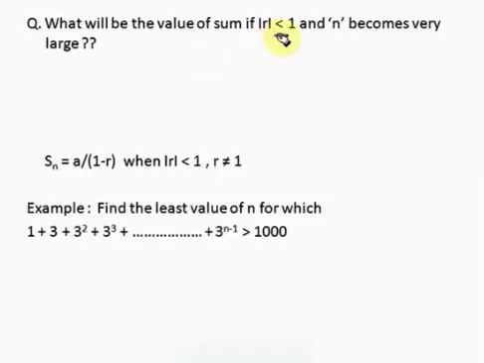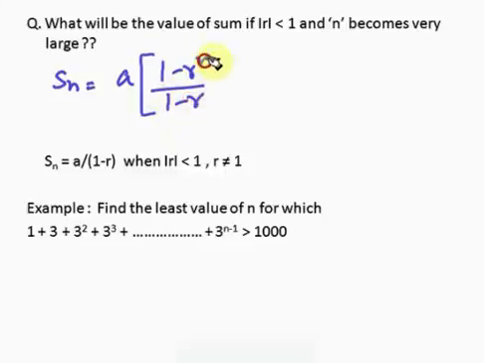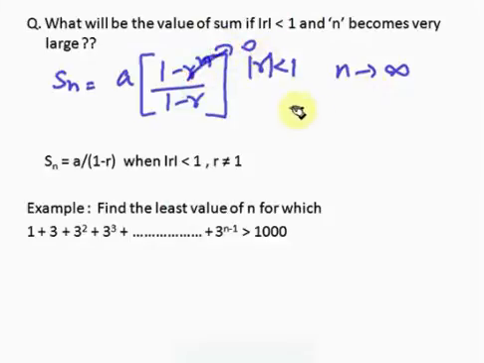What will be the value of the sum if modulus of R is less than 1 and n becomes very large? We know that the formula for the sum is A into (1 minus R to the power n) upon (1 minus R) for modulus R less than 1. If the value of n becomes very large, that means n tends to infinity. If n tends to infinity and the value of R is less than 1, anything less than 1 raised to infinity tends to 0, and our sum will become A upon 1 minus R.